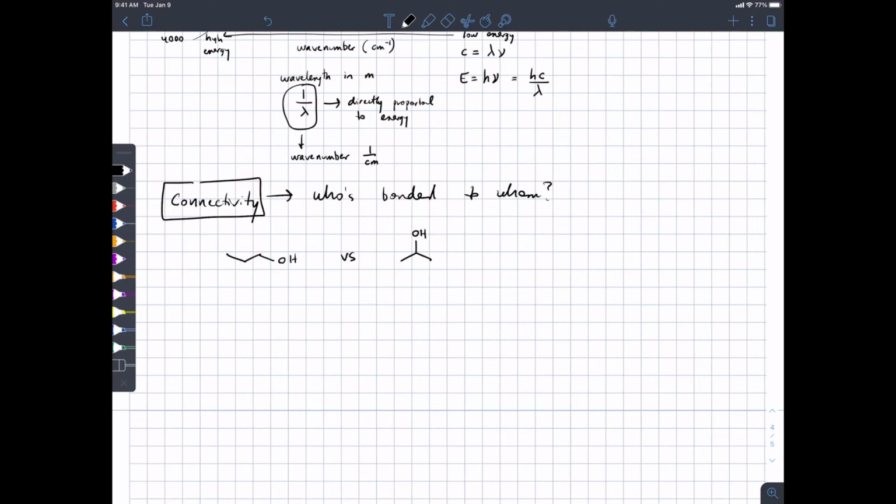If we look at the differences between these two, in the molecule on the left, we've got 2 CH2 groups and then 1 CH3 group. In the molecule on the right, we instead have 2 CH3 groups and 1 CH group.